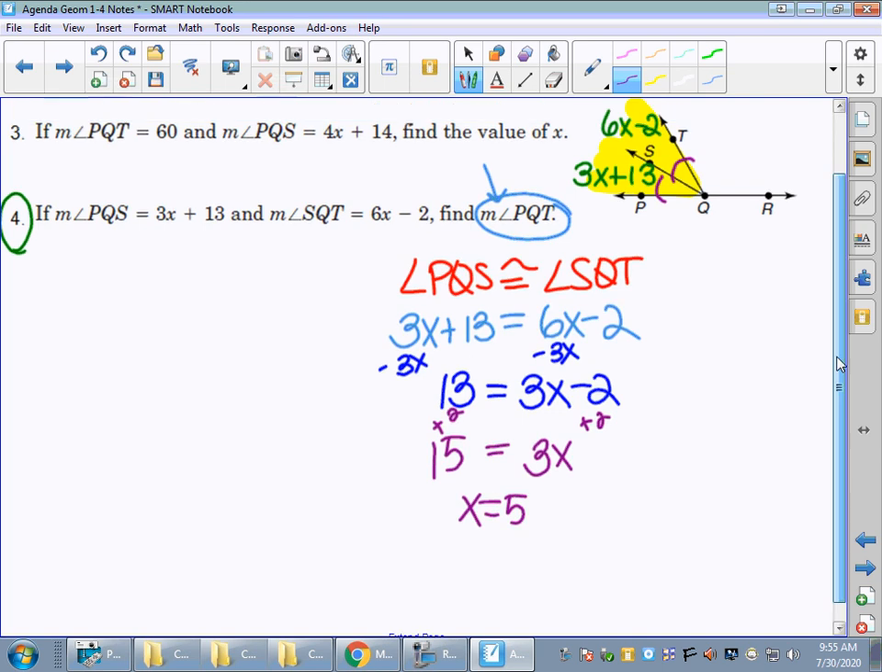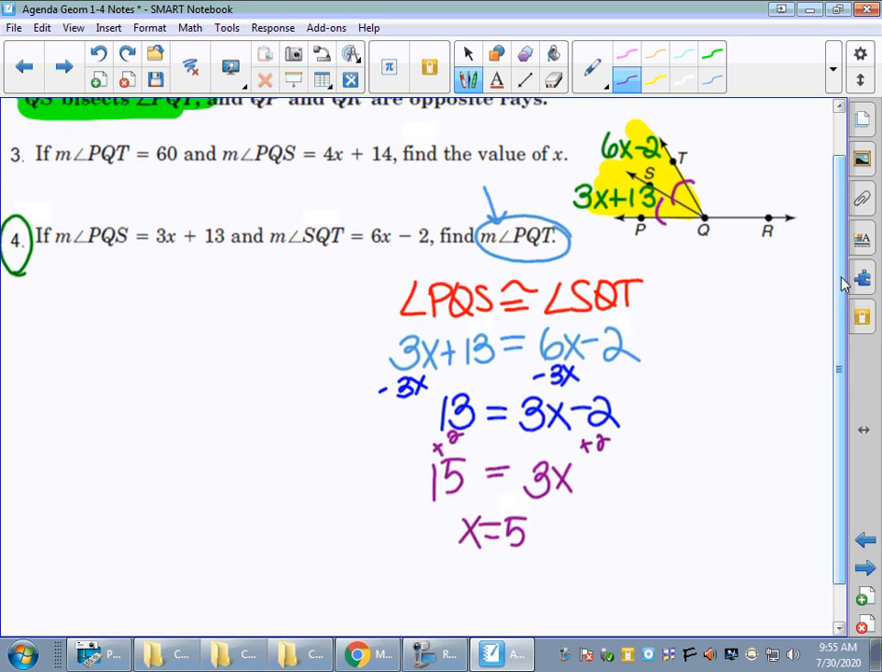But that's not what it asked us to find, right? It asked us to find PQT. PQT is the whole angle. So I feel like if we knew each part, we could add those together. And hopefully you recognize that each part should be the same value. Built-in double check, it's always there in geometry. So if I put a 5 in place of this, 3 times 5 is 15, plus another 13 is 28. So this should be 28.